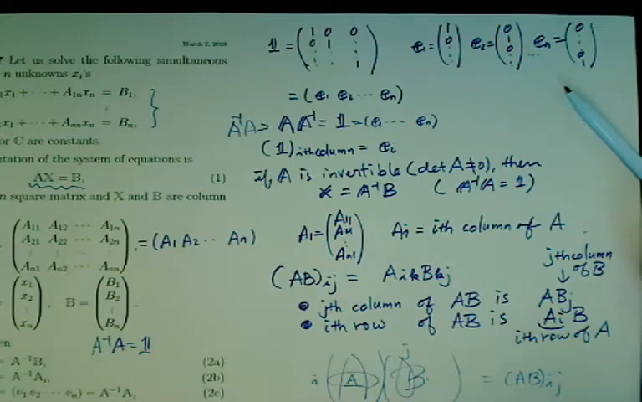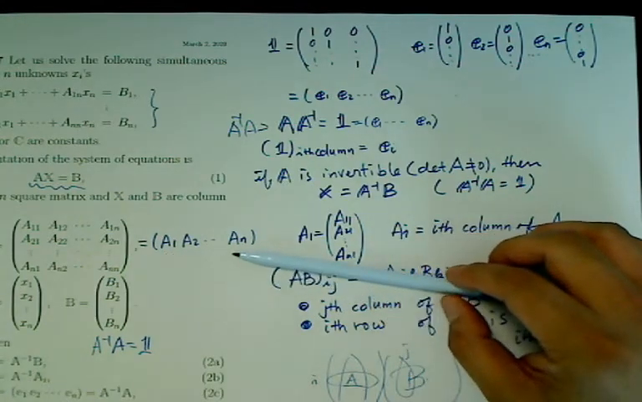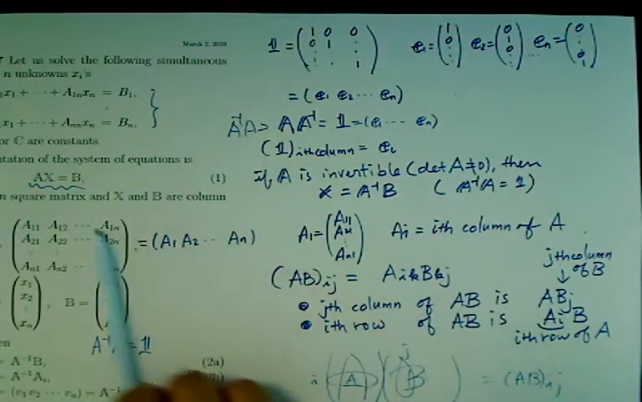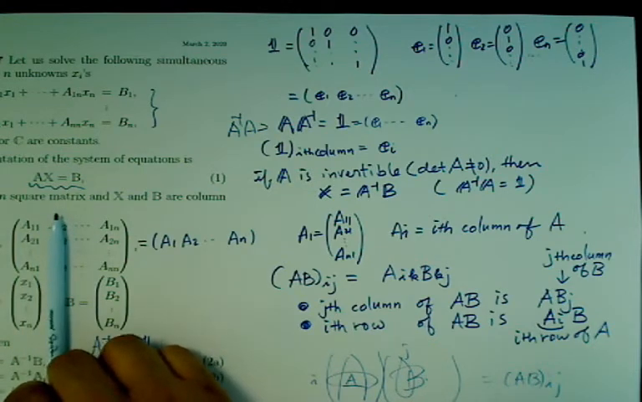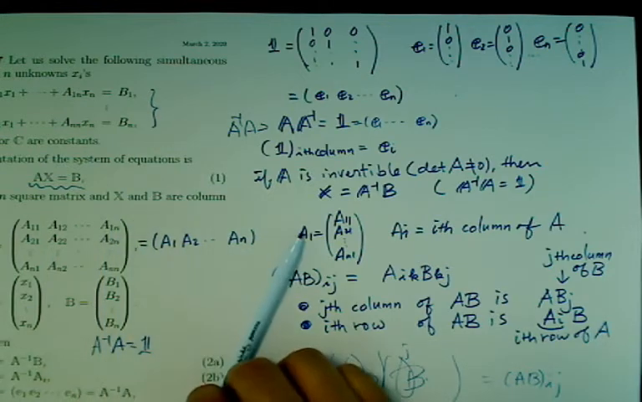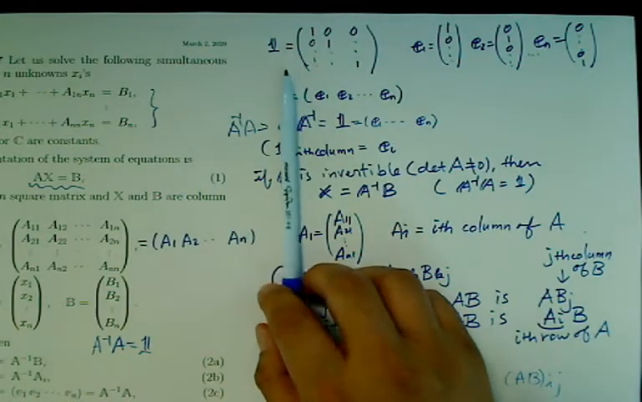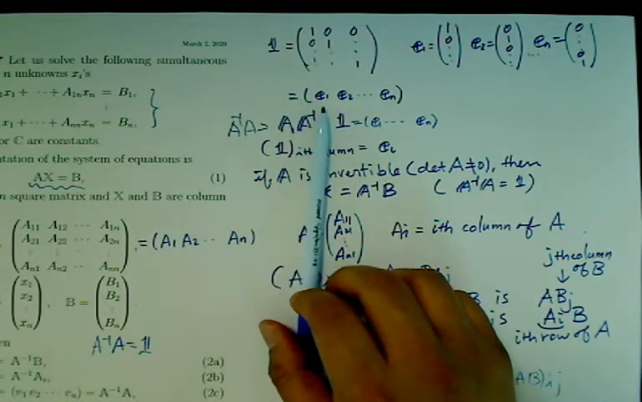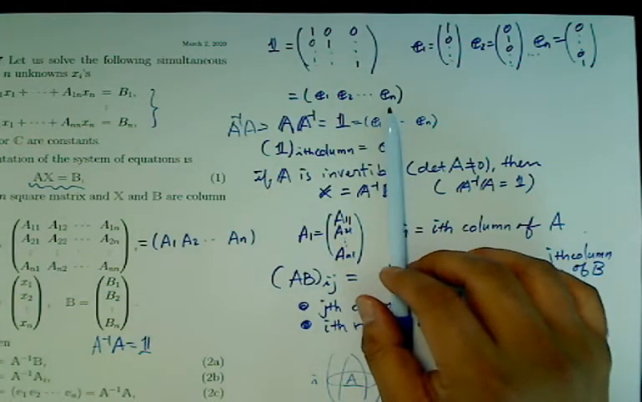Let us make use of this kind of abbreviation. A matrix can be written as a list of column vectors. The first one is the first column, A1. A2 represents the second column of this A, and An represents the nth column of this matrix. In that case, the identity matrix can be written as the first column is E1, the second column is E2, and the nth column is the unit vector En.